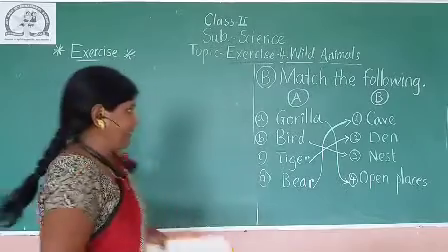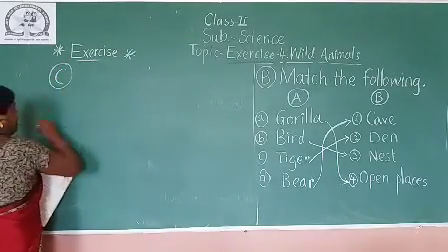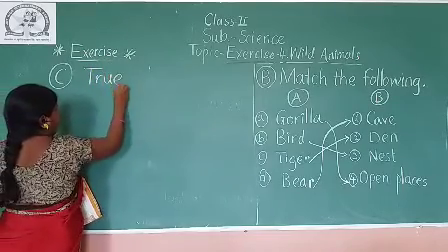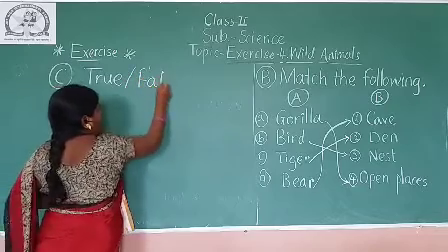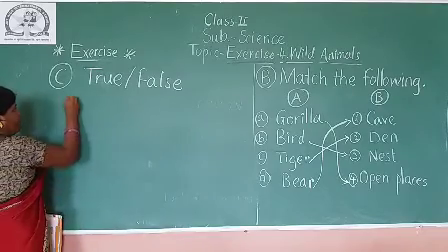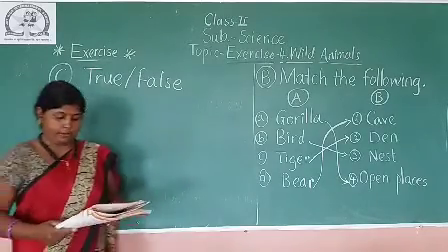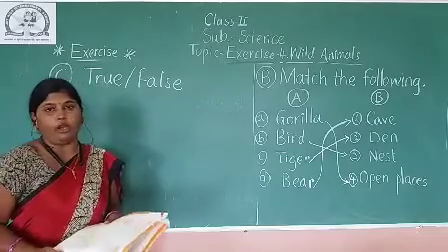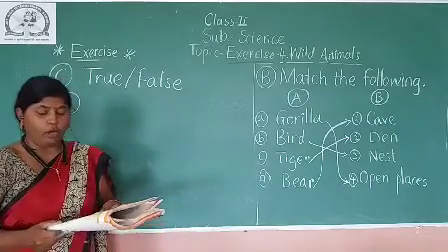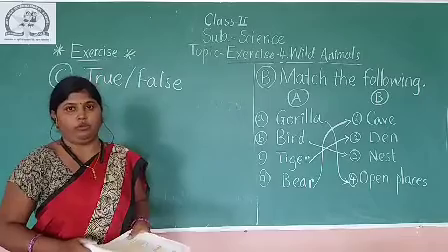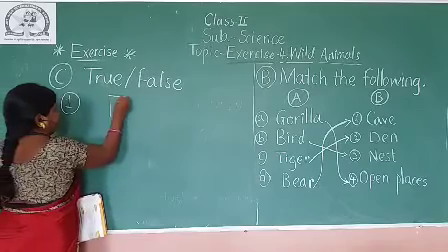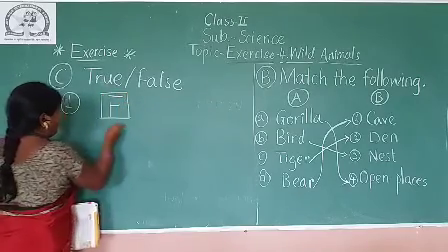See, exercise C. I am putting here C. State true or false. In short, I will write true, T-R-U-E, or false, F-A-L-S-E. So in short we have to write T or F only. So in that, number 1. Obviously not. It is a false statement, a wrong statement. That's why we are going to write F. In the box we are writing the answer. So number 2.